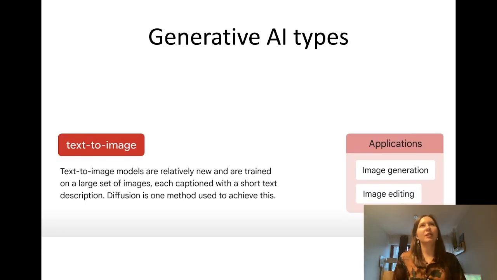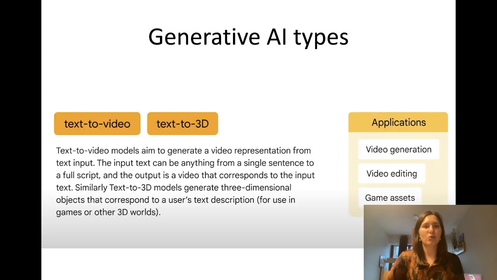Next one, text to image. Text to image models are trained on a large set of images, each captioned with a short text description. Diffusion is one method used to achieve this. Next one, text to video and text to 3D. Text to video models aim to generate a video representation from text input.